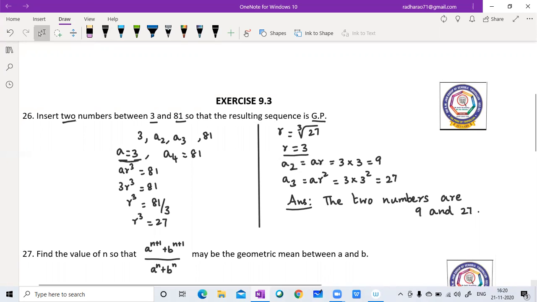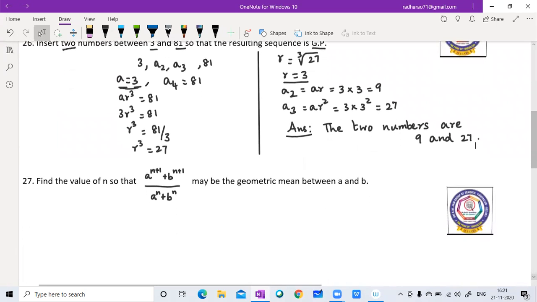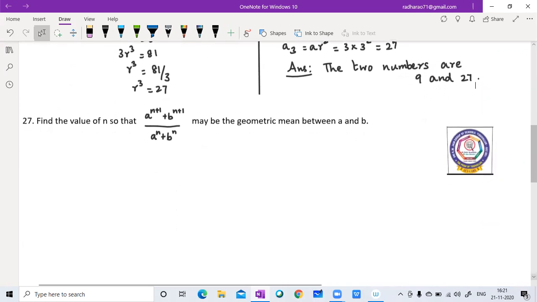Is it clear? Let us move on to the next question, the 27th question.